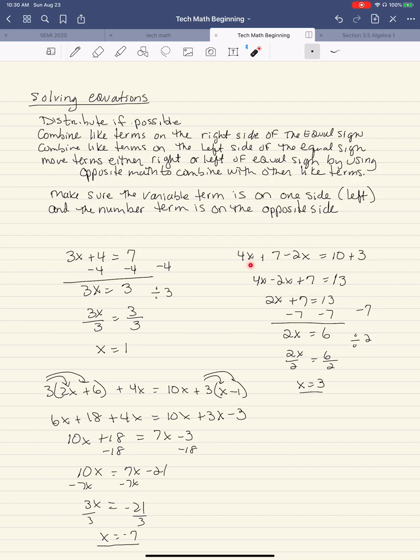This one here, 4x plus 7 minus 2x equals 10 plus 3. Combining like terms on the left, the 4x and the 2x are similar. There's a subtraction sign in between them. So you're going to do 4x minus 2x plus 7. So 4x take away 2, that's a 2, so 2x plus 7. On the right side you had 10 plus 3, which is 13.